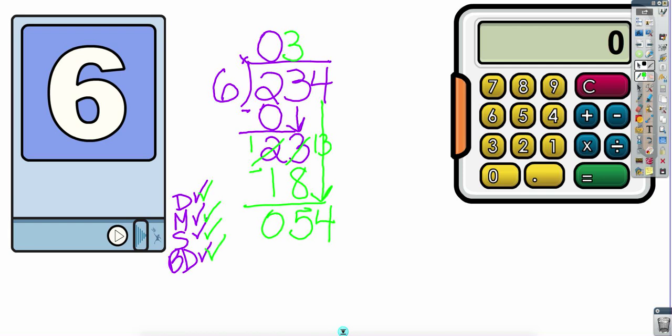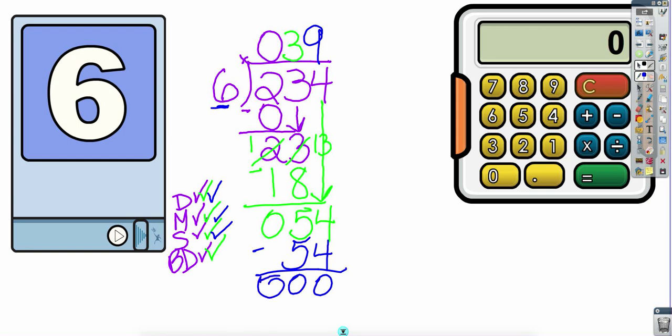Okay. Now, a remainder of 54 is not going to work, especially when my divisor is only 6. So I'm going to repeat the process all over again. How many times does 6 go into 54? So 6, 12, 18, 24, 30, 36, 42, 48, 54. Exactly. So it's 9 times. 9 times 6 is 54. Subtract. Okay, and that's it. It actually works out evenly.